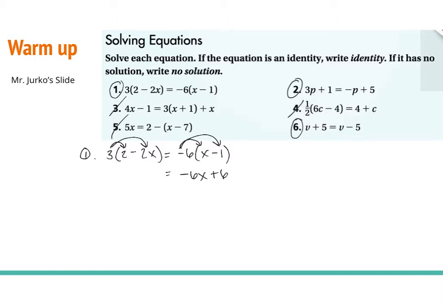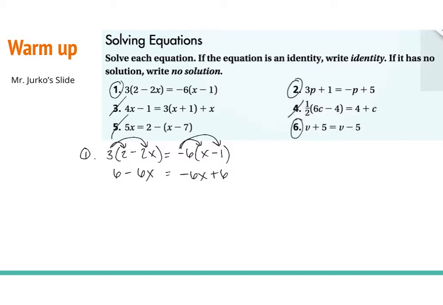What happens on the left side? You also distribute. So what'd you get on the left? What is 3 times negative 2x? Negative 6x. So minus 6x. Does anyone notice anything peculiar about this? Roy, what do you see? Ah, it's the same on both sides.